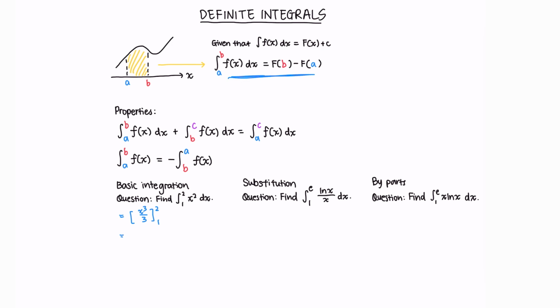So let's utilize this over here. We will substitute 2 in first. So we get 2 cubed over 3 minus 1 cubed over 3. And this is just equal to 7 over 3. Over here, you realize that we don't need to have the plus c for definite integrals because actually the plus c will just cancel out.